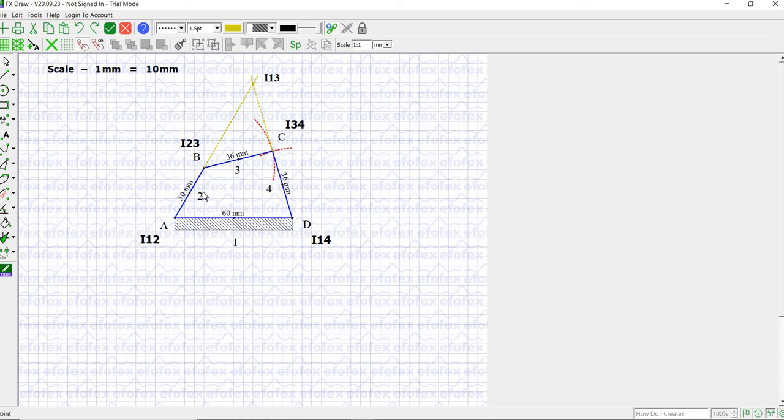First we will choose 2, 3 and 4. Definitely 3 links moving relative to each other have 3 instant centers. I23 is already located here, I34 is already located here. The remaining is I24, which should lie on this line. So we'll draw another line starting from here and extend it. It should contain both the points 2 and 3.